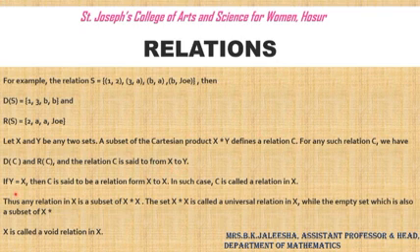If X and Y are equal, then we can say C is a relation from X to X itself. In such a case, C is called a relation in X. And that type of relation is called a universal relation. It is also called the void relation in X.